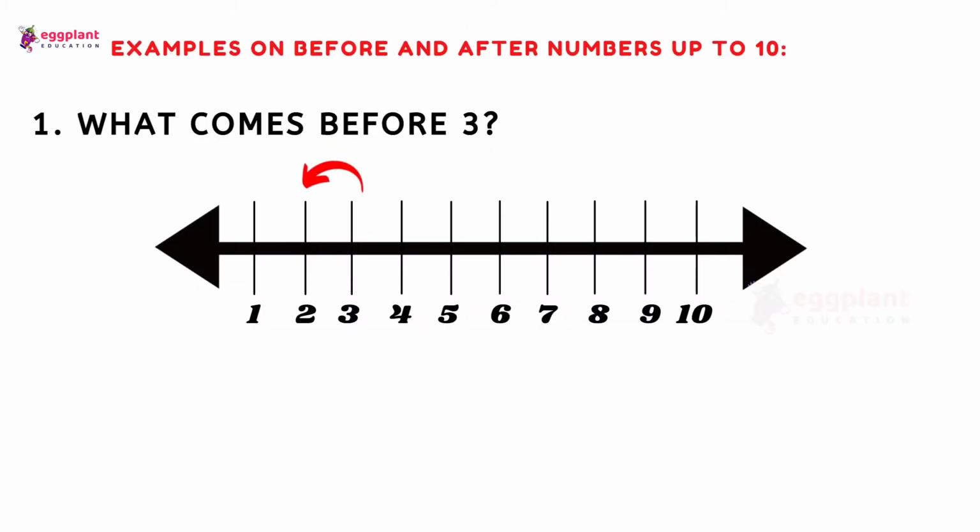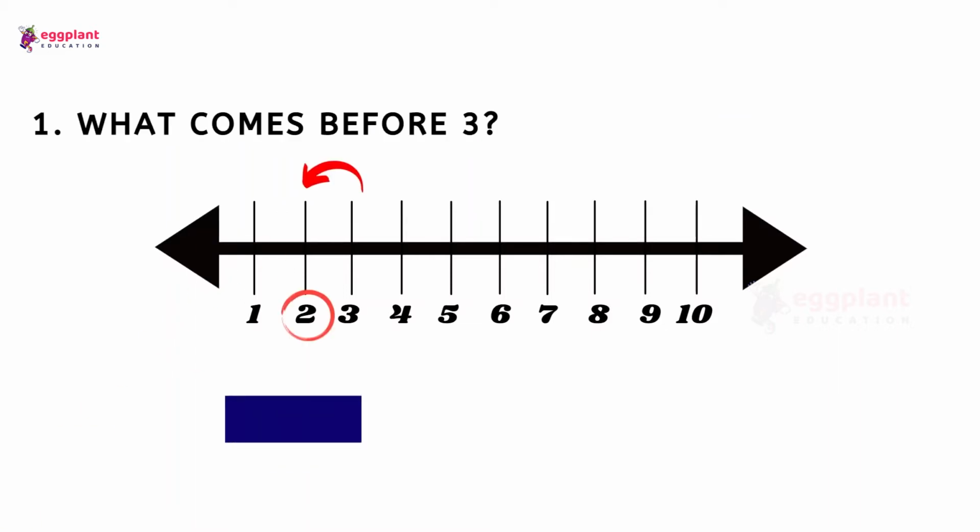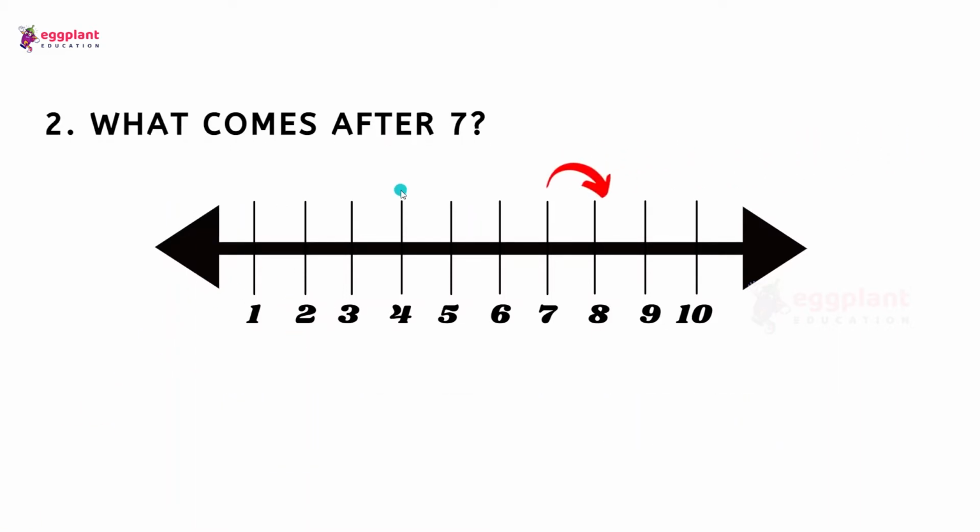Now, we'll see some more examples. What comes before 3? You are going to tell me. I have shown you the arrow mark too. You can tell me the answer. It's very easy. Looking at the number line, you can tell me the answer. Yes, you're right. It's number 2. Correct. And what comes after 7? After 7, it's 8.